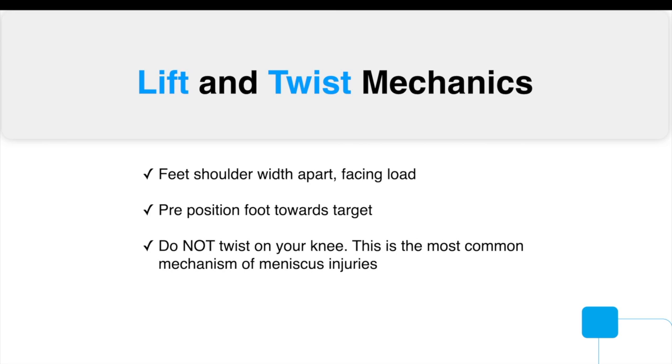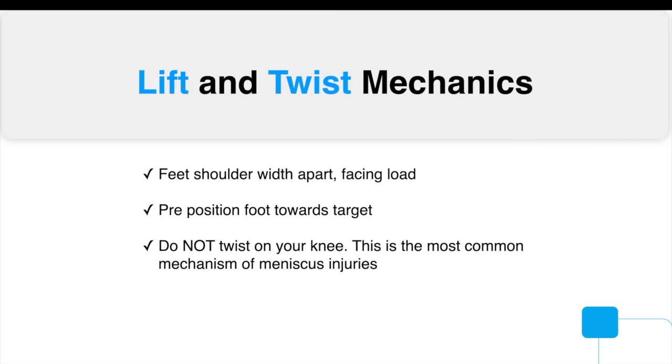One of the easy ways to prevent meniscus injuries is improving lift and twist mechanics. A lift and twist is when you lift a load and then need to return and place that load in another area. Think of a 2x4 coming off of a conveyor that then needs to be placed on a rack off to the left. Start by placing your feet shoulder width apart while facing the load.